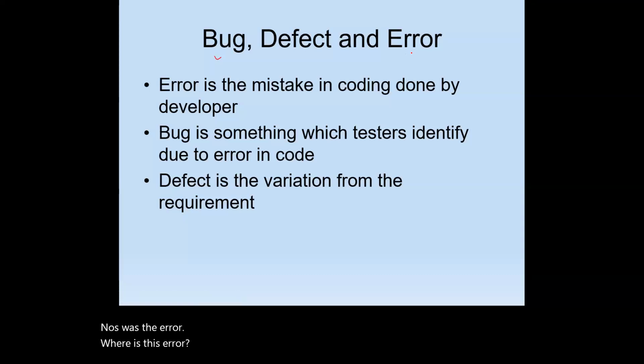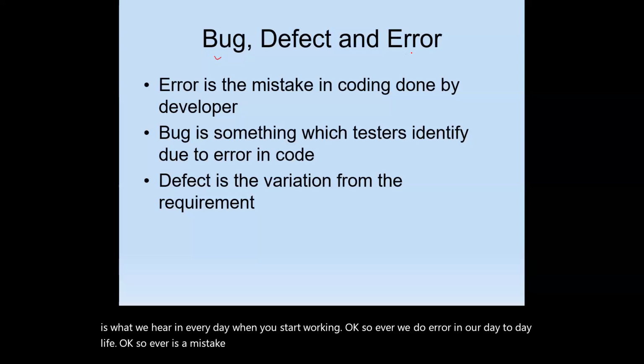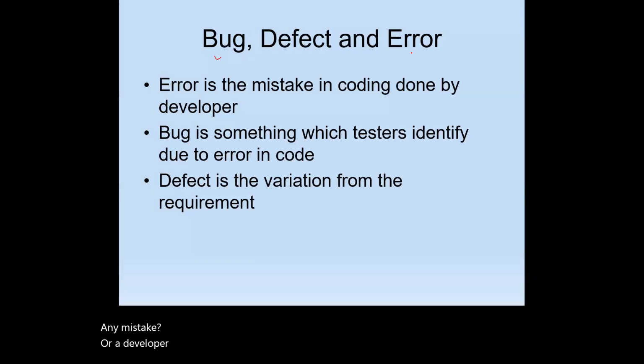Okay. So before we go into this, I want to clarify what these terminologies are: bug, defect, error. This is what you hear every day when you start working. We make errors in our day-to-day life. In software, an error is a mistake in coding done by a developer. Any mistake a developer makes while creating software is called an error.